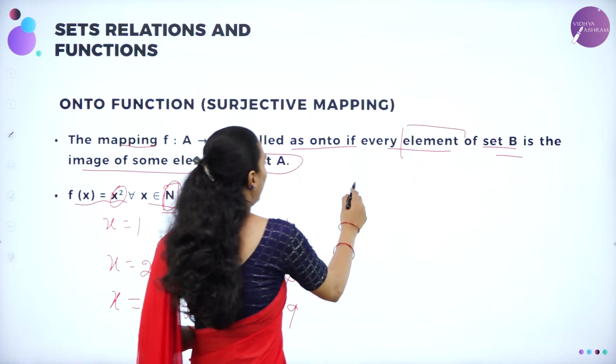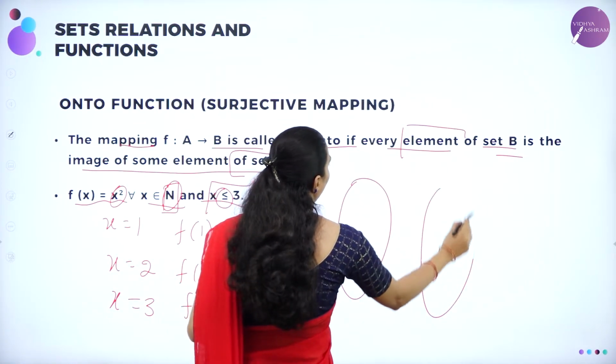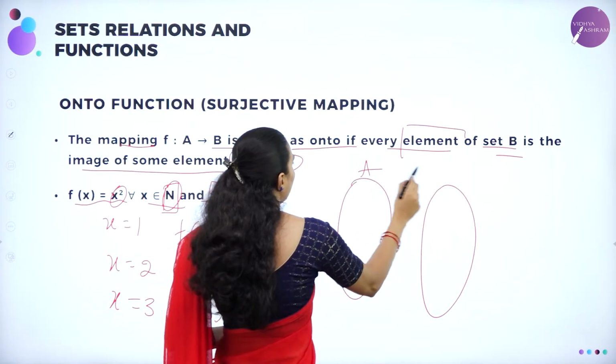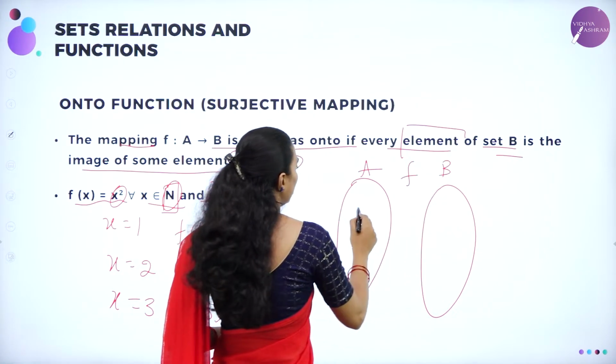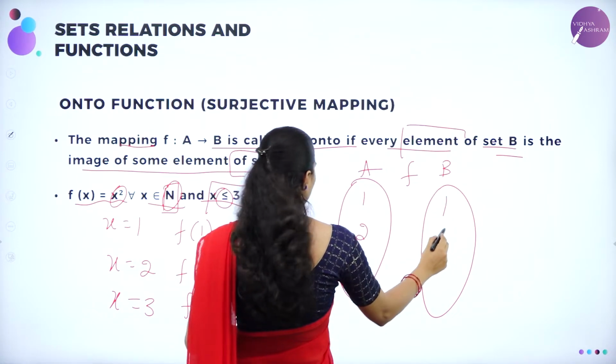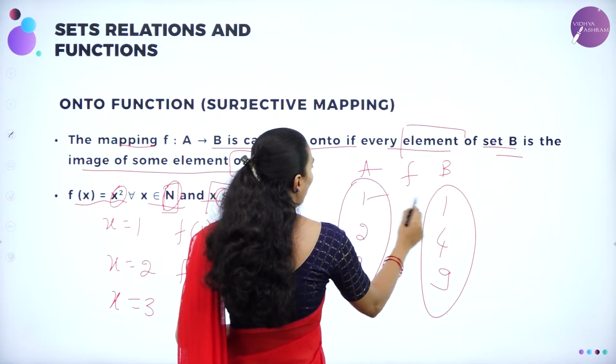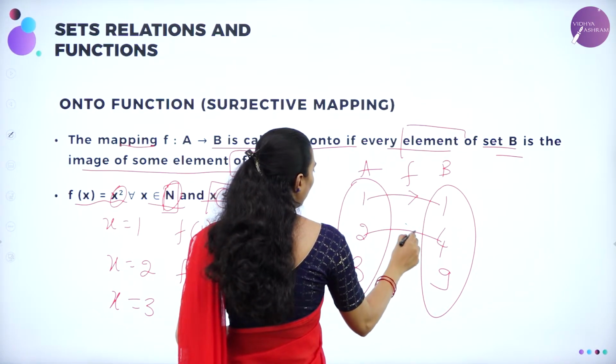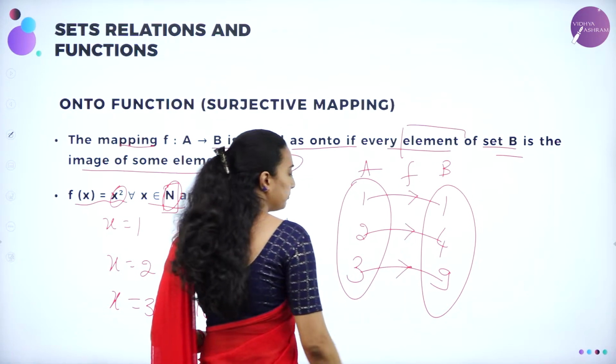Therefore, what are you going to have? Let me do it by diagram. This is set A and this is set B. Here you are going to have the elements 1, 2, 3. Here you are going to have 1, 4, 9 as the elements. 1 to 1 is connected, 2 to 4, and then 3 to 9.